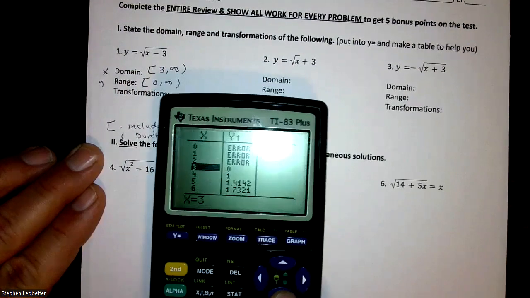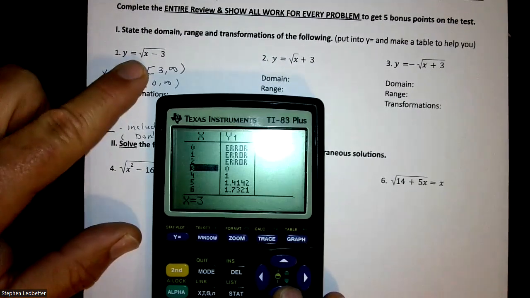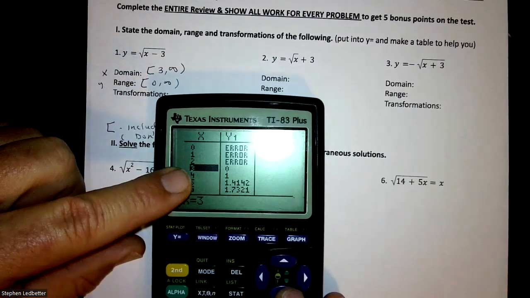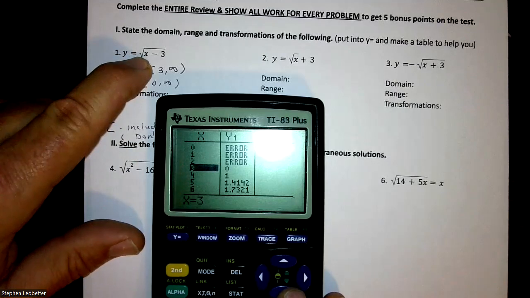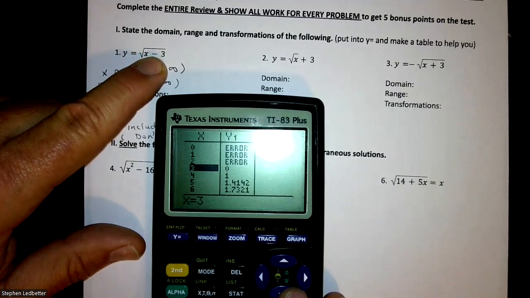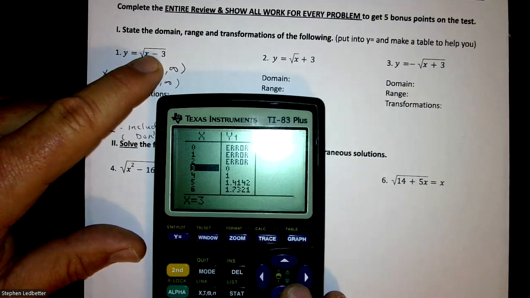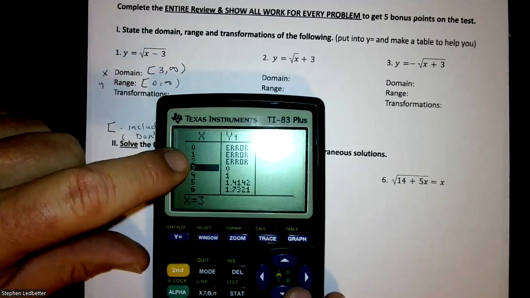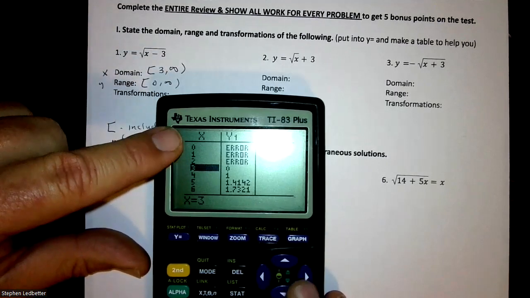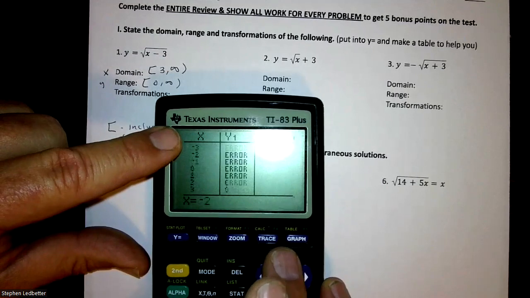And the reason why it starts at 3 is because 3 minus 3 is 0. And so that's where it starts. You can't put 2 in here because that makes it a negative. And you remember, you can't have a negative inside of a square root. And all these numbers here make it negative, so none of these work. So you look, I can go up here and it'll be all errors.